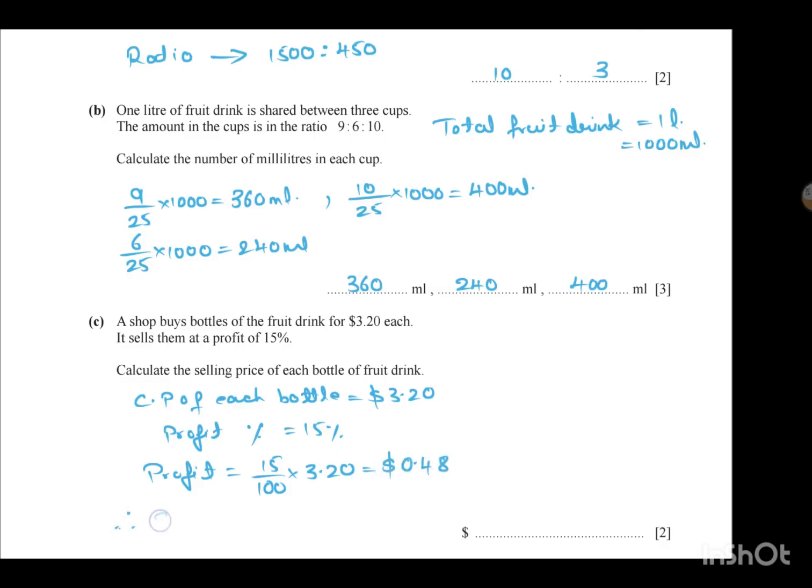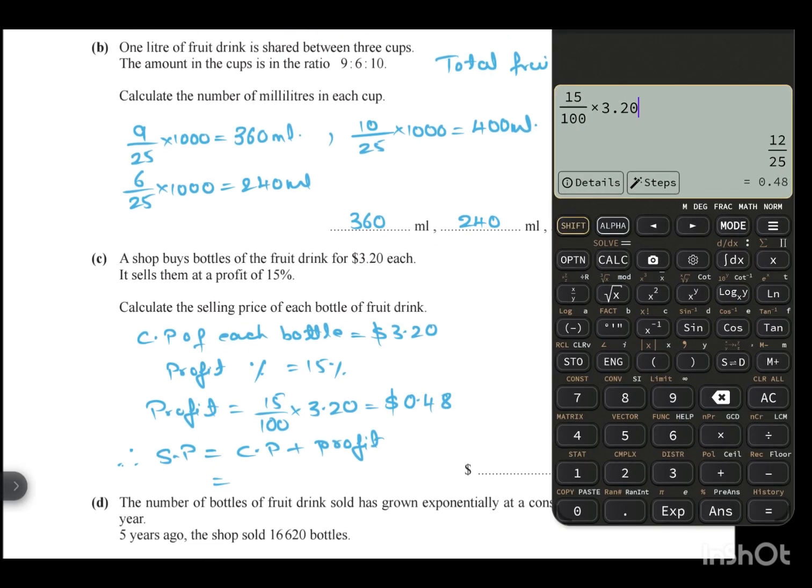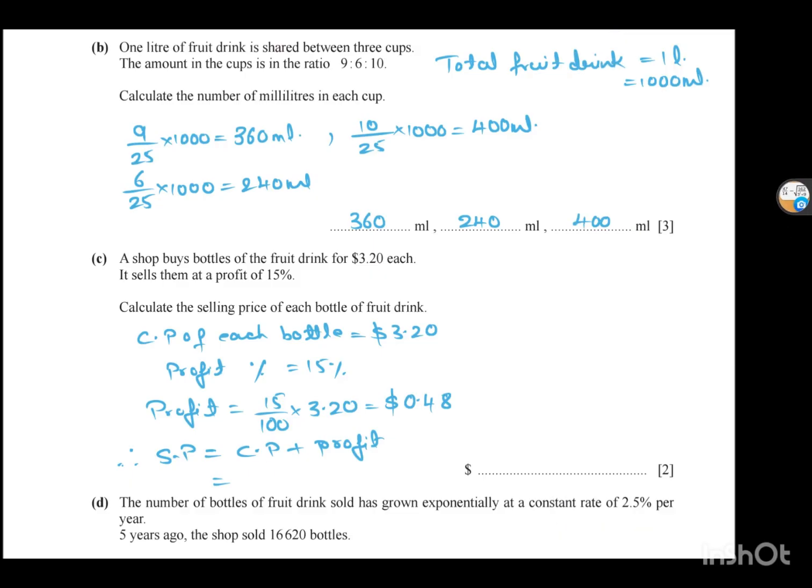Therefore, selling price will be cost price plus profit. So add the cost price to it, 0.48 plus 3.20, 3.68. So this will be the selling price of each bottle, $3.68. Question number C is done. Question number D now.